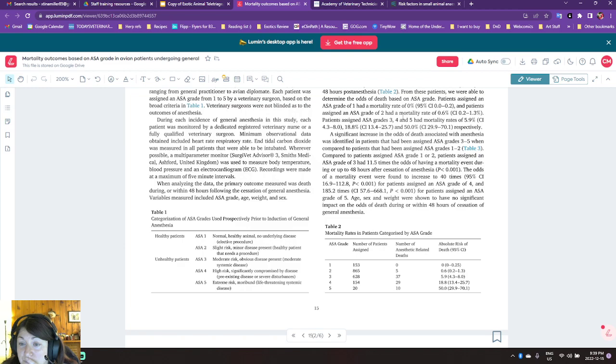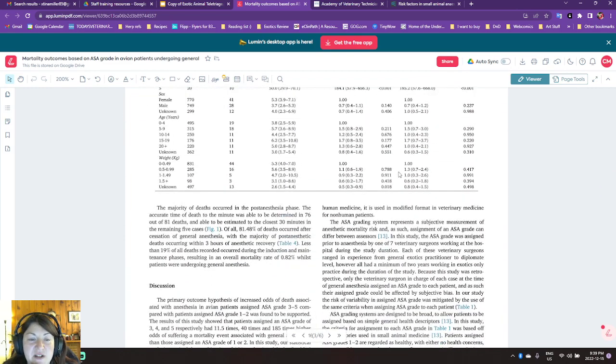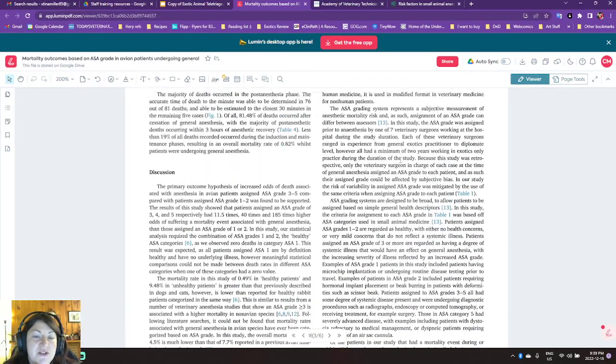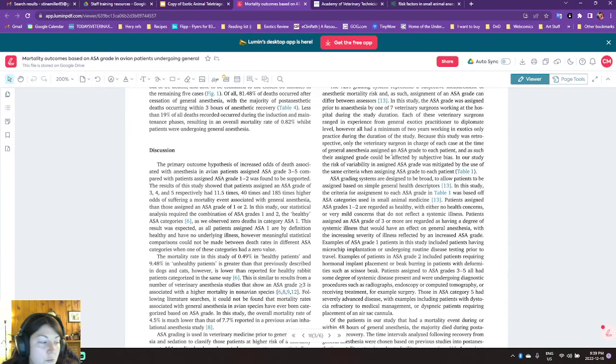So yeah, they're just kind of going over the stats a little bit more. So this is just confirming what we knew. It's really great that ASA 1 to 2 had a very, very low number of deaths because I know a big reservation for so many pet owners when we're talking about sedation or anesthesia is this whole stigma that birds die under anesthesia, or that rabbits die under anesthesia, or that they just don't tolerate it well. And that's just not true.